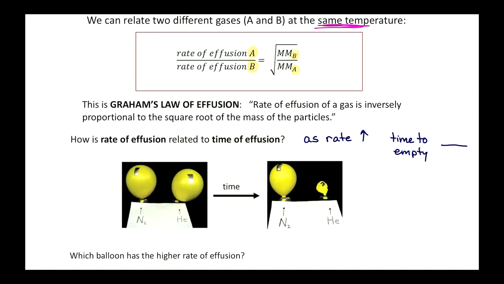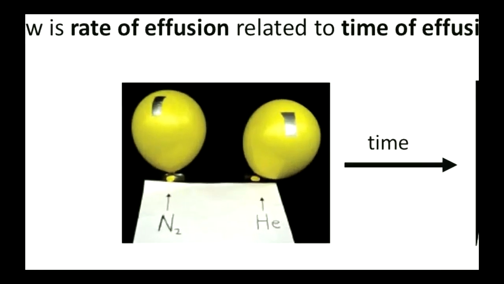So here, let's think about this. Here we're always talking about rates of effusion, so how fast things effuse. So how is rate of effusion related to time it takes something to empty itself, time to effuse, if we think about that? The faster something goes, the shorter amount of time it should take for that container to empty itself, to effuse itself empty. And so that's what we see in this picture.